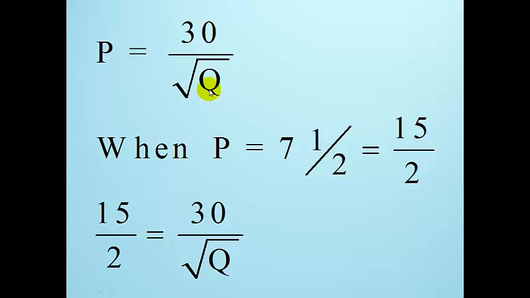Now, p equals 30 over the root of q. We are asked to find q when p is equal to 7 and a half. Now 7 and a half is a mixed fraction, so we need to convert this to an improper fraction. How do we convert? We multiply the denominator of the fraction by the whole number. So 2 times 7 equals 14. Then we add the answer to the numerator, that is 1. So 14 plus 1 equals 15. Then we divide it by the denominator of the fraction, that is 15 over 2. This means that 7 and 1 over 2 is equal to 15 over 2.